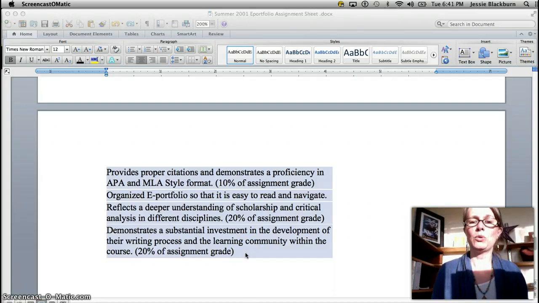You want to organize your ePortfolio so that it is easy to read and navigate, that it reflects a deeper understanding of scholarship and critical analysis in different disciplines, and it demonstrates a substantial investment in the development of your writing process and learning community within the course.